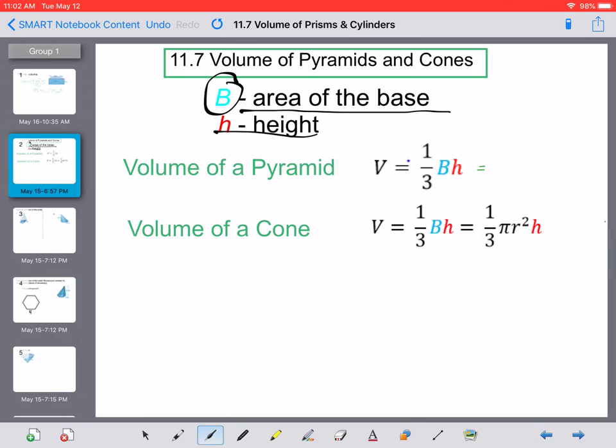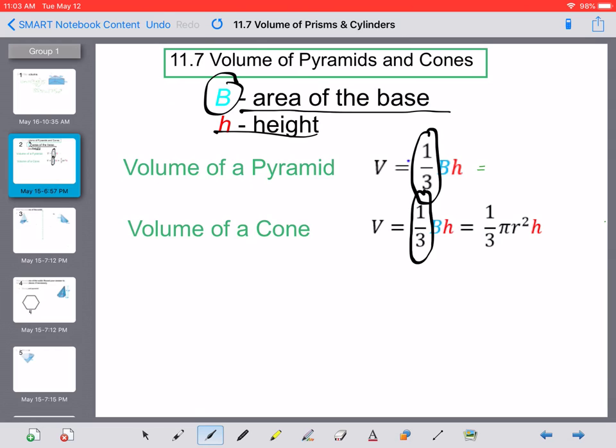Now the volume of a pyramid is volume equals 1/3. Remember this, 1/3. Okay, for pyramids and cones, all you do is use the same formula you do for prisms and cylinders, but you put the 1/3 in front, or you divide everything by 3.